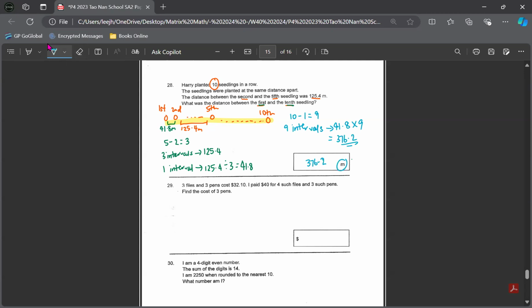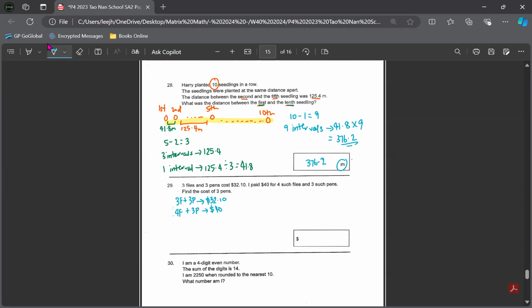Okay. Question 29. 3 files and 3 pens cost $32.10. I paid $40 for 4 such files and 3 such pens. Find the cost of 3 pens. So what we have is 2 values. So we write down the data for 2 values. First one, 3 files plus 3 pens, it would be $32.10. Next one, 4 files and 3 pens, it is $40.